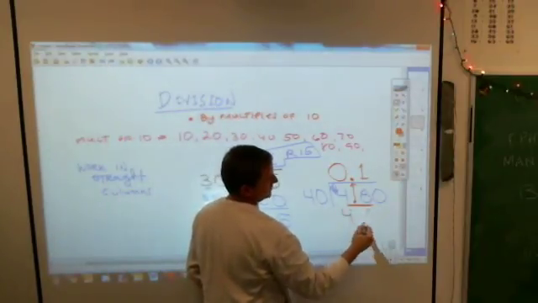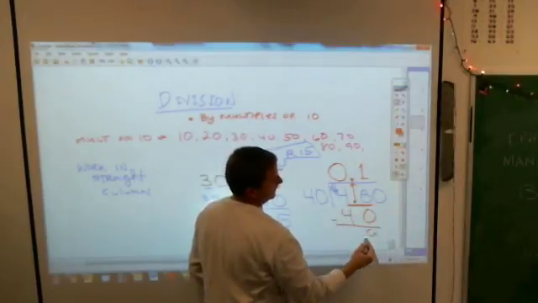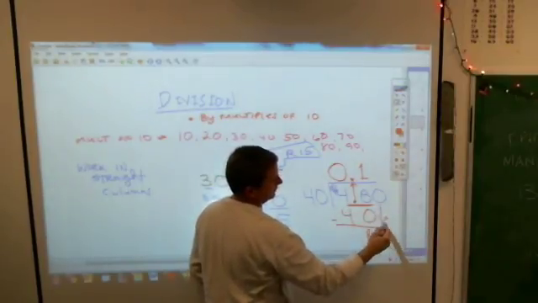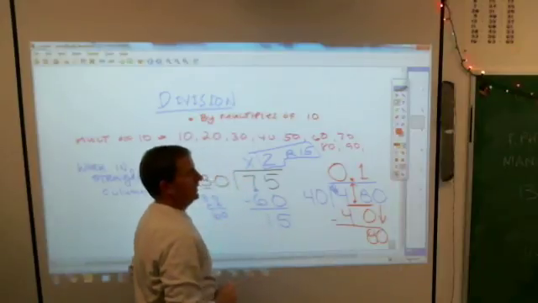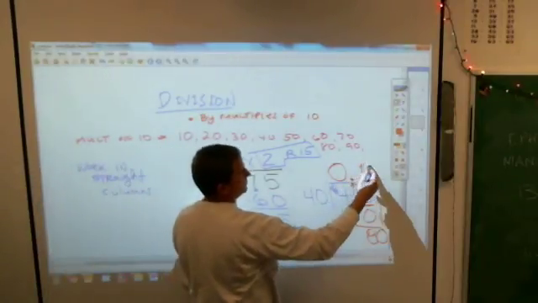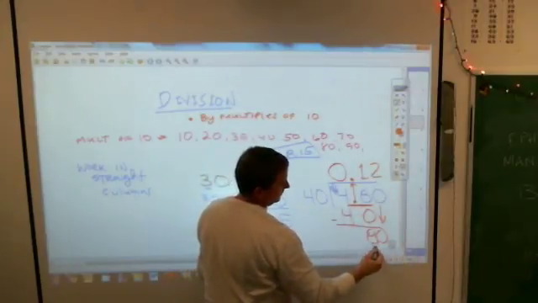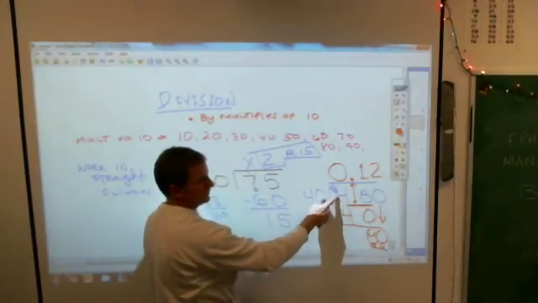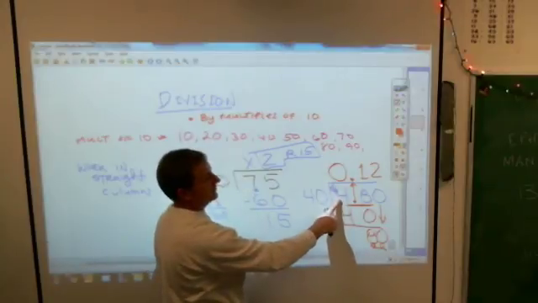Put my 4 in the ones place. Do my subtracting, 8, bring down. I do have another number there I can bring down. And then 40 goes into 80 a whopping 2 times. Not left with anything, which is good with money. You'll never get remainders. If you do, you probably got something wrong.